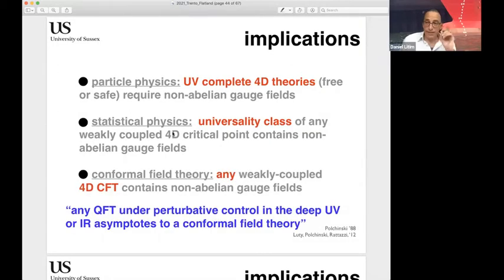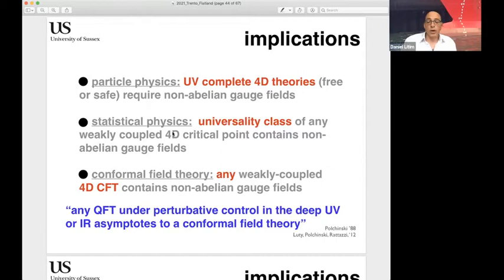Now, there's another interesting link, I think, with works going on from the point of view of conformal field theory. There are very strong results in the literature, which pointed out that any quantum field theory which is under perturbative control in the deep UV or IR asymptotes to a conformal field theory. So from that point of view, it is rather clear that all the models with all the weakly coupled fixed points we have just discussed correspond rigorously to unitary conformal field theories.